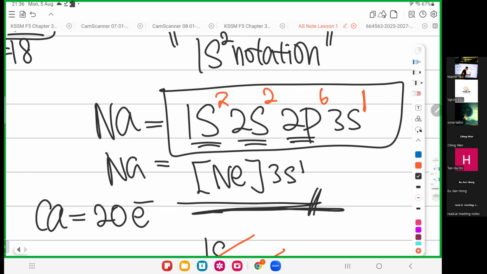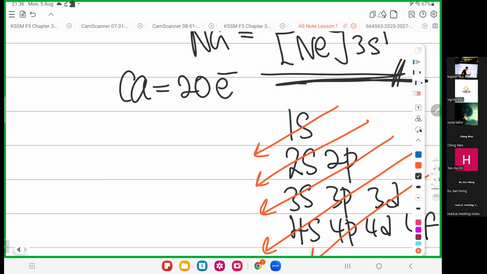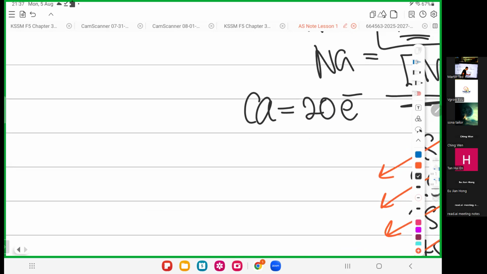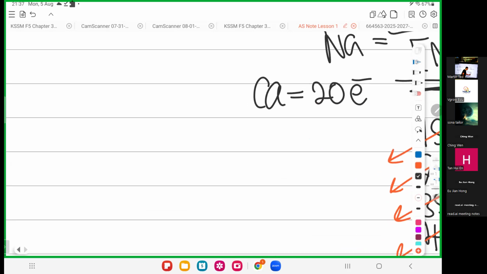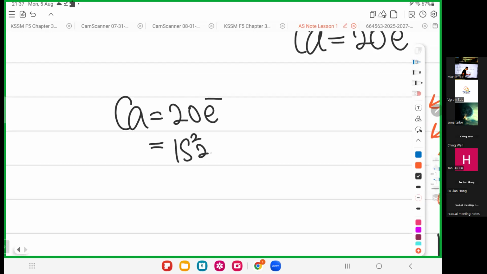Okay, we try one more. Calcium. We can use any noble gas, correct? But normally they ask you helium, neon, and argon. So let's look at another one, calcium. Calcium just now has 20 electrons. When I write it out, it is 1s2, 2s2, 2p6, 3s2, 3p6, and 4s2. This is the 20 electrons.